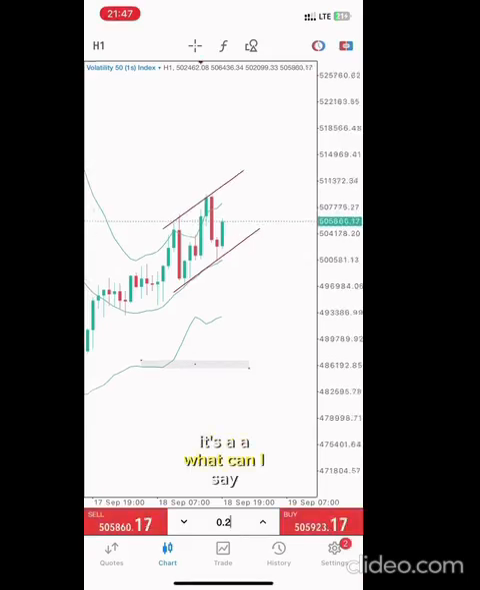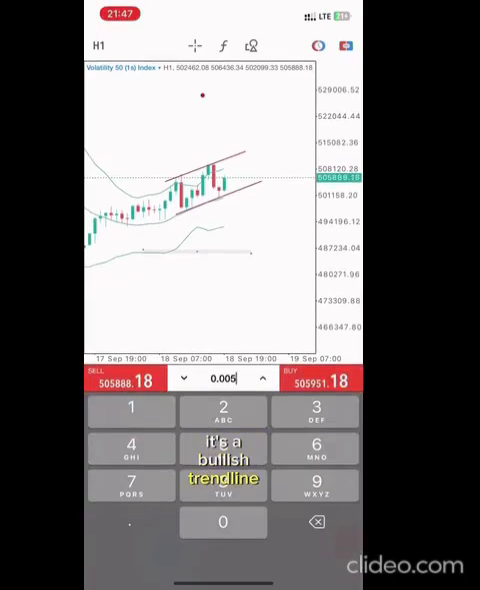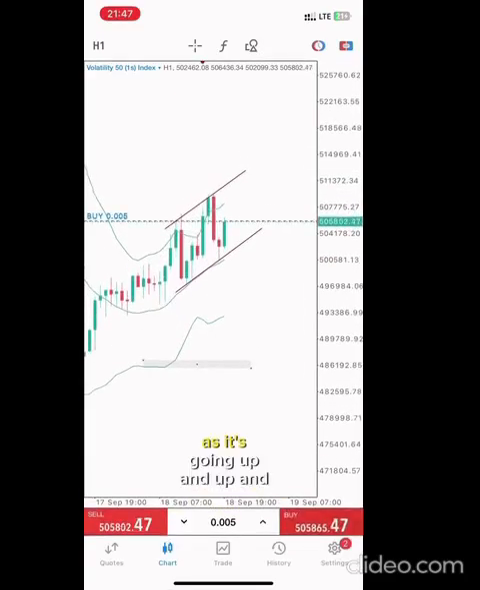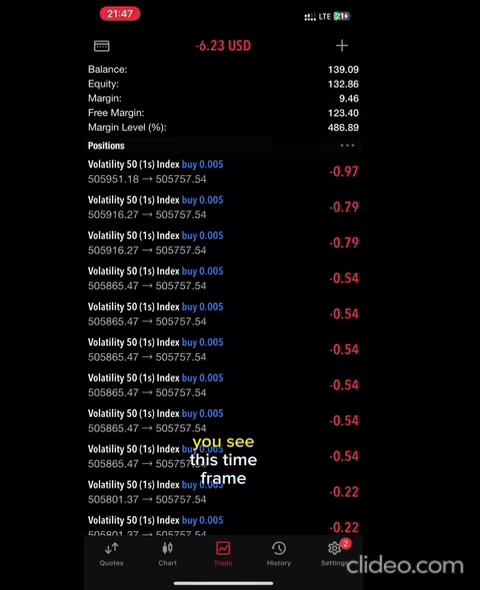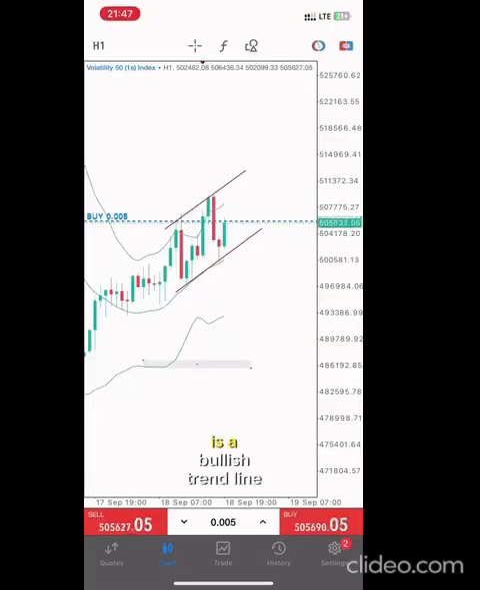It's a bullish trend line, yes, as it's going up and up and up. You see, on this time frame it's a bullish trend line and it's indicating bullish power. So this is the Quasimodo. There is a left shoulder there, the head and the right shoulder.